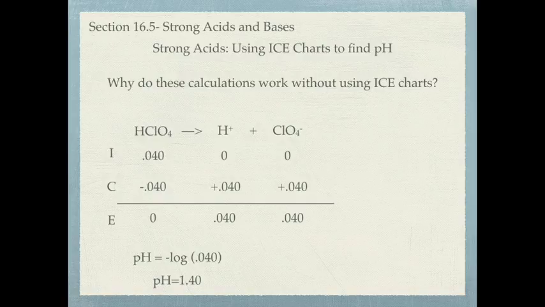Same thing for bases, except it would dissociate into hydroxide ions and then the metal ion, and you'd simply take the concentration of your hydroxide ions at equilibrium to find pOH and then pH. So really not bad. Let's look at weak acids, because for weak acids, you have the complication that not all of the acid is going to dissociate.